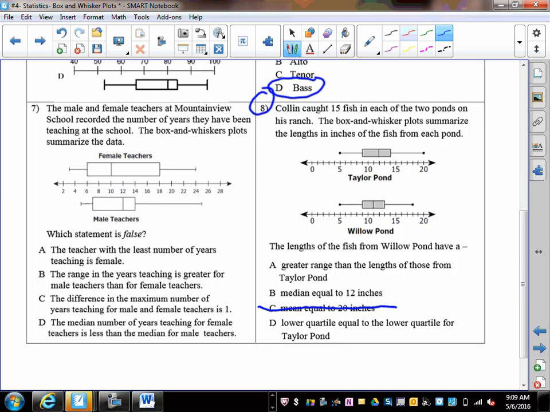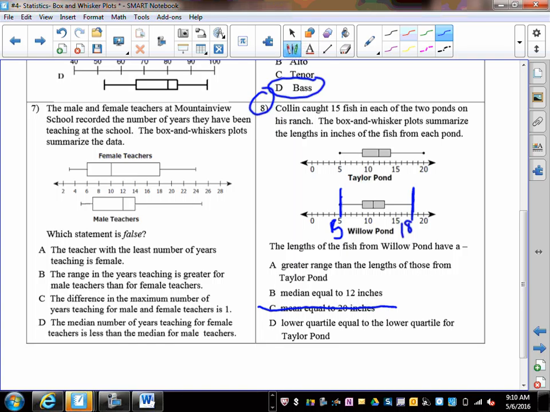All right, so our answer choices are: A, Willow Pond has a greater range than Taylor Pond. B, the median is equal to 12 inches. Or D, the lower quartile is equal to the lower quartile for Taylor Pond. Okay, so let's take a look at A. It says greater range than the lengths of those for Taylor Pond. Okay, so Willow Pond, my max is 18, my minimum is 5.